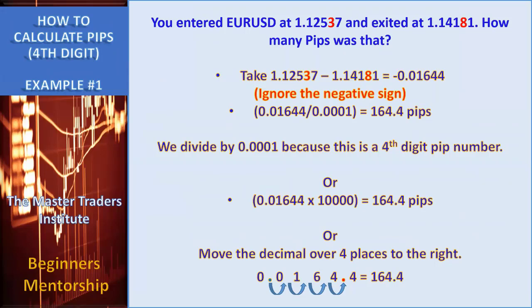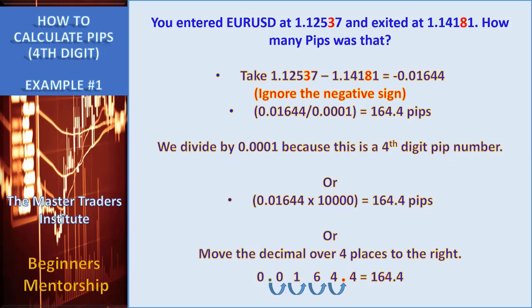You entered Euro USD at 1.12537 and exited at 1.14181. How many pips was that? Now, the first thing you need to know is, out of these two numbers, which one is higher.